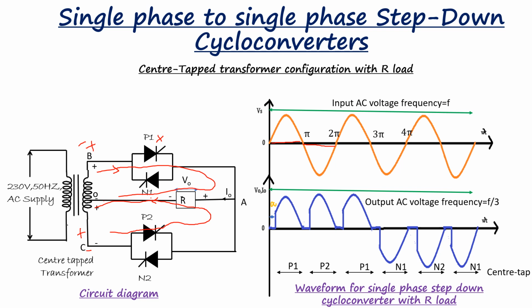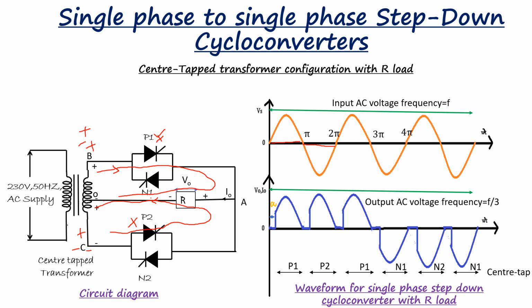In the next moment, again point B is made positive with respect to C. So C becomes negative now, and the SCR P2 is automatically line commutated and completely off, and SCR P1 is gated. So P1 starts conducting again, and the current path becomes the same as in the previous case when SCR P1 was conducting. So it is observed that the direction of flow of current through the load remains the same in all the three half cycles. Look at the waveform here.